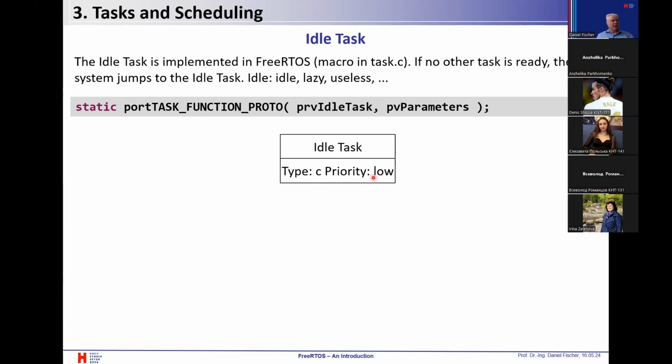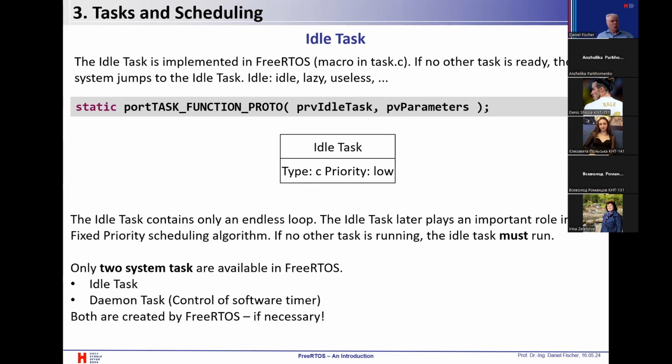You can see here the priority is low, and the type of task is a continuous task. You will see later what that is. Okay, in the idle task itself, there's only an endless loop, nothing else. And in FreeRTOS, there are only two system tasks, the idle task and a daemon task. Both are created by FreeRTOS, so there's no need for you to create them on your own. It's always done by FreeRTOS. Okay, this is the idle task.